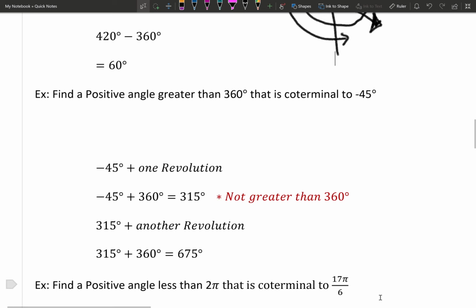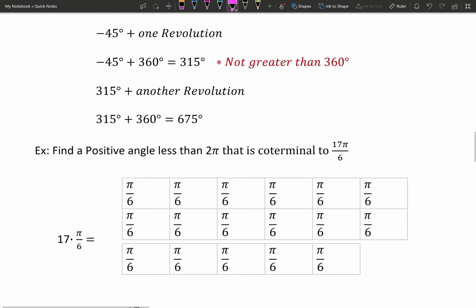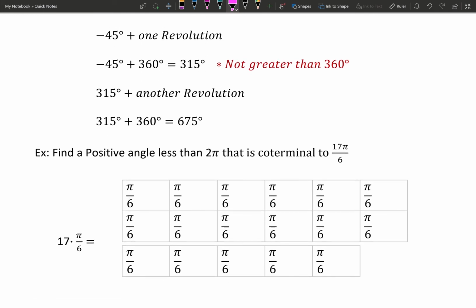So why don't we think about 17 pi over 6 like this first, okay? Let me switch to a highlighter real quick, and let's scoot down. 17 pi over 6 is the same as saying that I have 17 pi over 6's. So if you count all these squares, or rectangles, you'll count 17 of them. So you have 17 pi over 6's. This is what this number is representing.